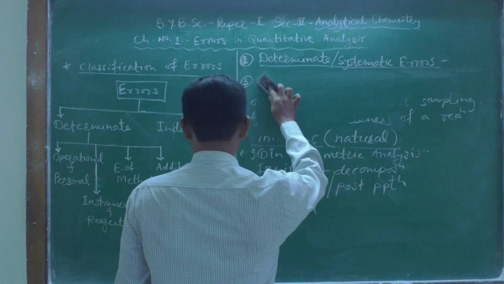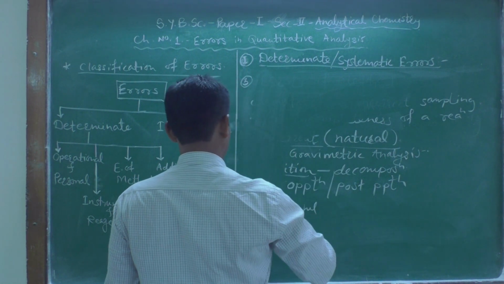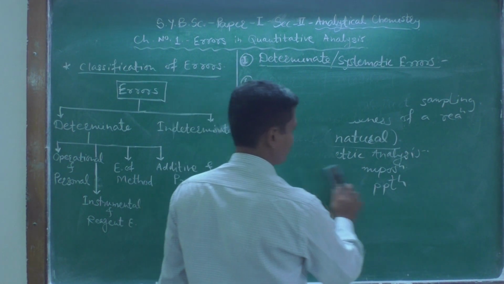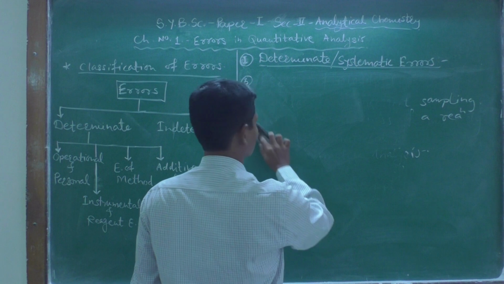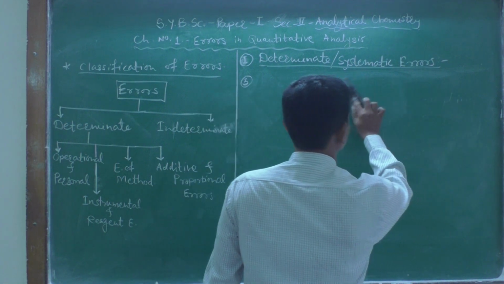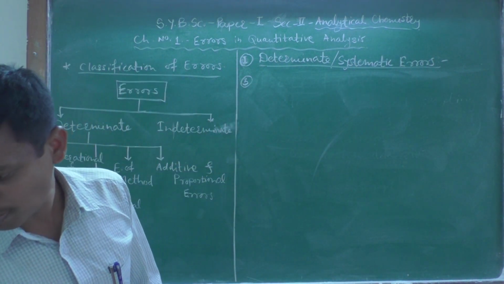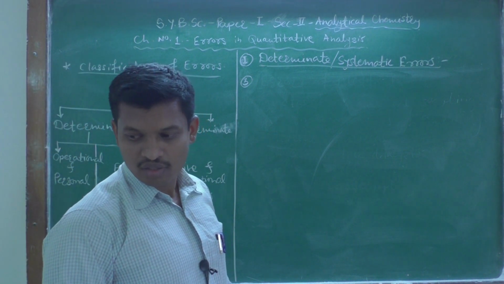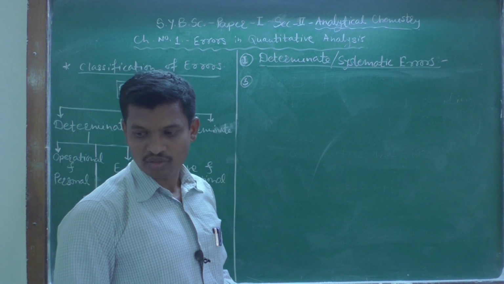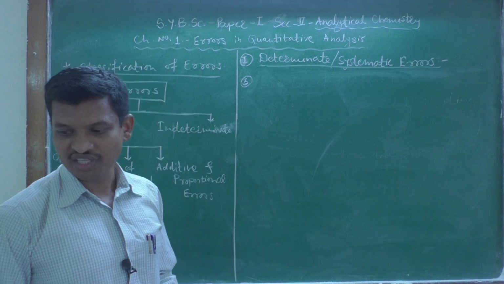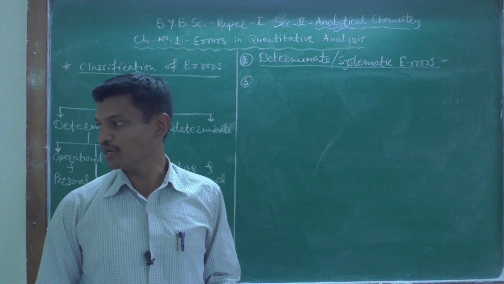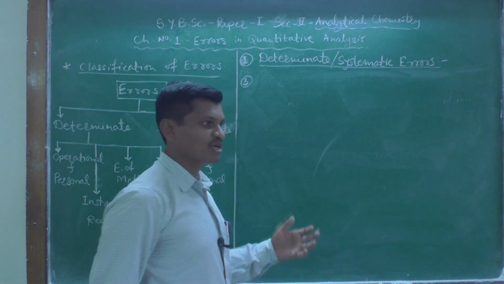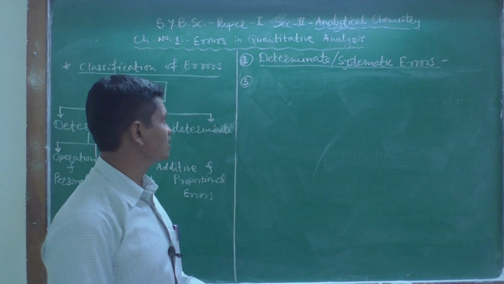Now, how can these errors of method be minimized? These errors can be minimized or eliminated by changing the conditions of the experiment.